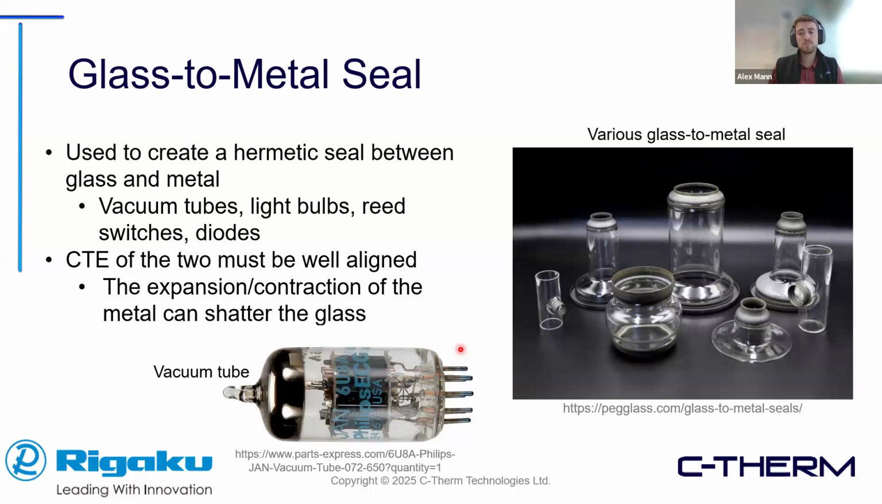Now, lastly, what if we combine a brittle material and a ductile one? A great example is glass-to-metal seals. These are airtight seals used for electronics, vacuum tubes, light bulbs, diodes, and reed switches. For the seals to work, the CTE of the glass and the metal have to be similar. To create these, the glass is heated up and molten, and then the metal is inserted. When the glass cools down, if the metal is going to shrink more than the glass, it can cause a tensile force in which it'll shatter. So for this to work, we really need to make sure that the metal and the glass have a very similar CTE.